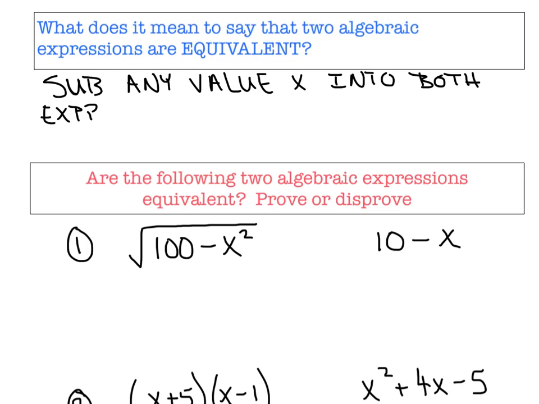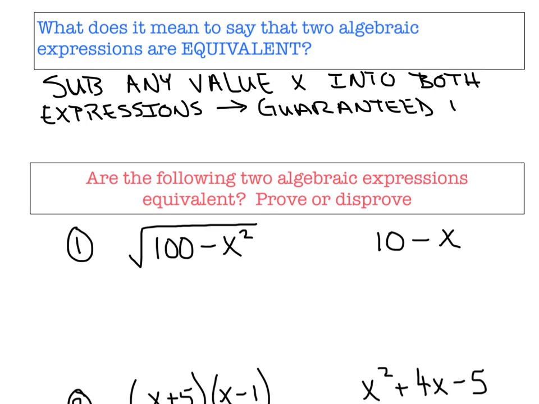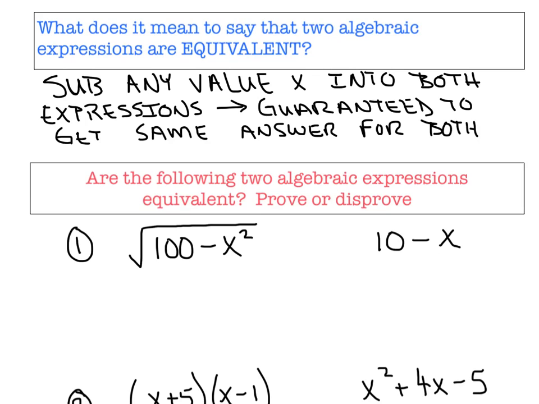You're picking any value. It's your favorite number. It could be x equals 4, x equals 1,000, x equals negative 23, whatever number floats your boat. And you're guaranteed to get the same answer for both expressions. That's what it means to be equivalent. And it's not going to work for just one value of x, but it will work for any value of x.